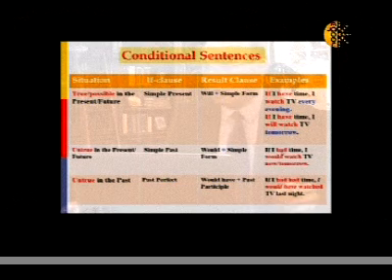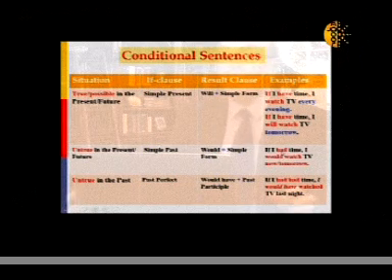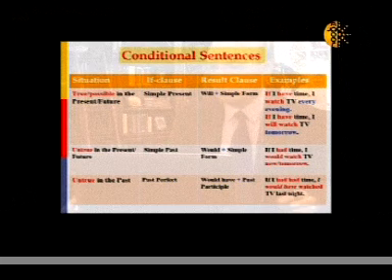Actually, in our own language, in Farsi, in Dari, we have the same situation. When you make an impossible condition, you use past tense.